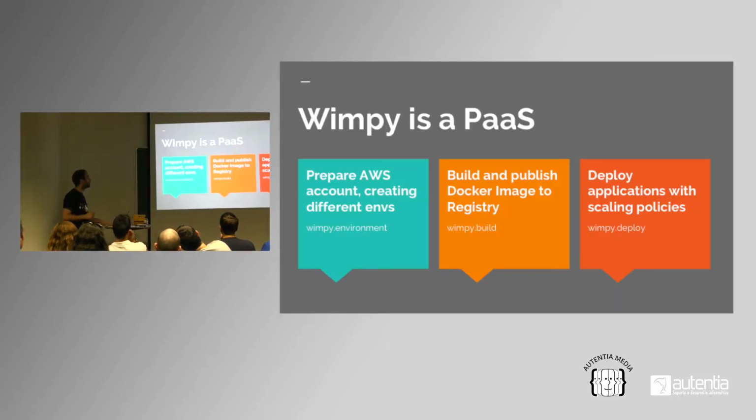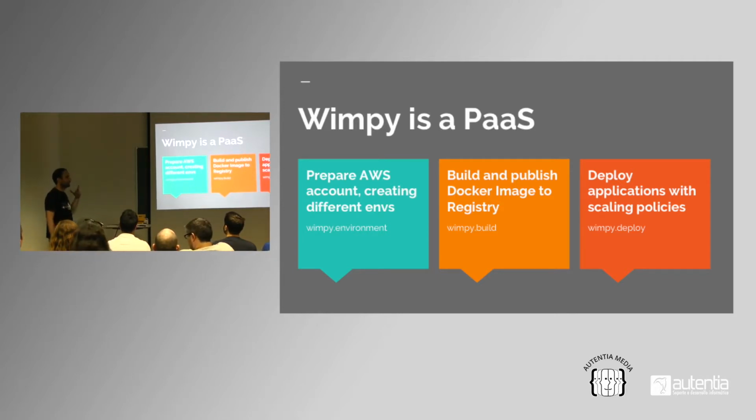Let's see how to use it. Wimpy is a platform as a service, as we said. We have 3 different roles. It's not a tool where you have to use it all or nothing. It's composed of 3 different roles that you can choose to use. So I was saying that Wimpy is not an all-or-nothing kind of tool. You can choose which part of Wimpy you want to use. And it basically has 3 different parts, which correspond to 3 different Ansible roles that you can use.